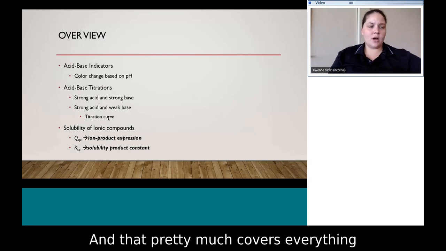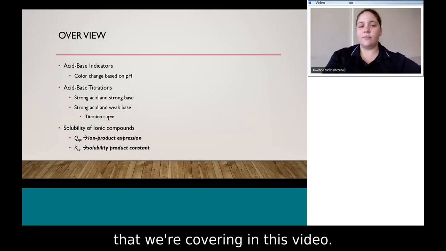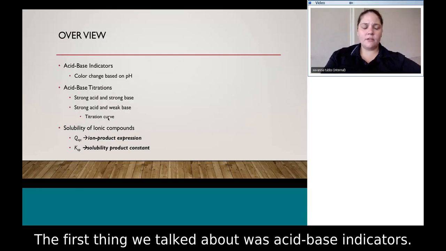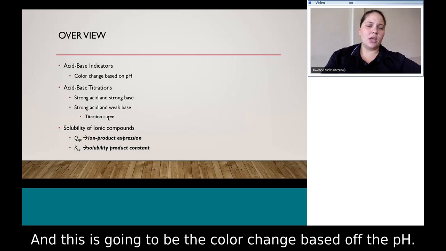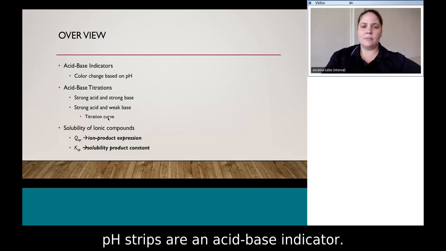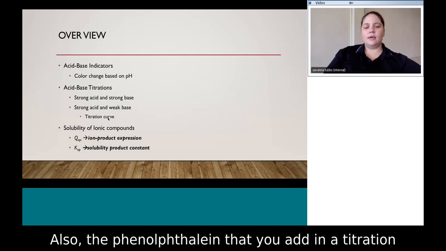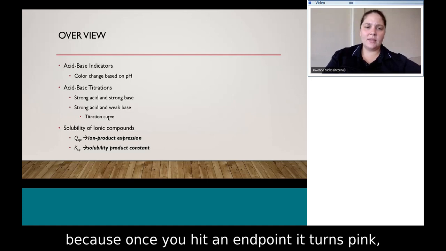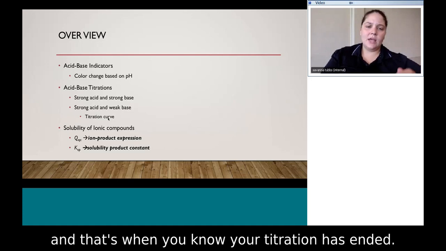And that pretty much covers everything that we're covering in this video. So let's do a brief overview of everything that we talked about. The first thing we talked about was acid-base indicators. And this is going to be the color change based off the pH. So think about your pH strips. pH strips are an acid-base indicator. Also, the phenolphthalein that you add in a titration is also considered an acid-base indicator because once you hit that endpoint, it turns pink, and that's when you know your titration has ended.